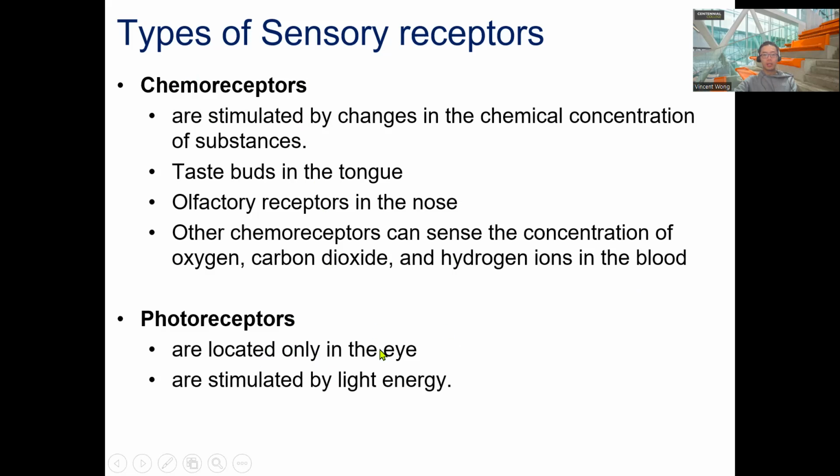Photoreceptors are only located in the eye. I told you we have the cones and the rods. More on that later, and they're stimulated by light energy. Animals that have very thin skin and a very thin skull also have photoreceptors in the pineal gland. Remember, the pineal gland secretes melatonin. Our head is pretty much opaque, so no light is able to go through.